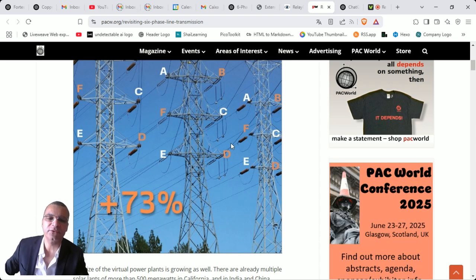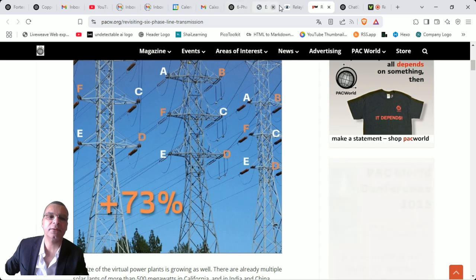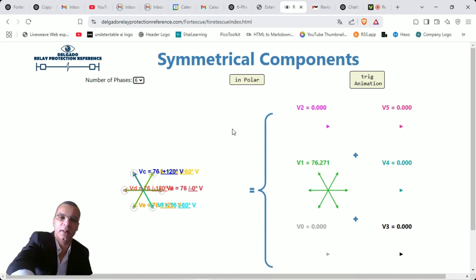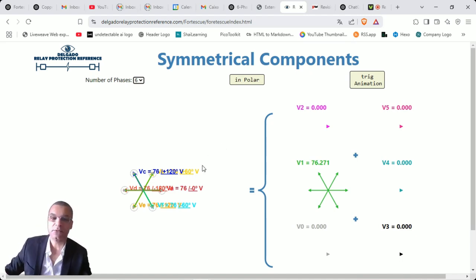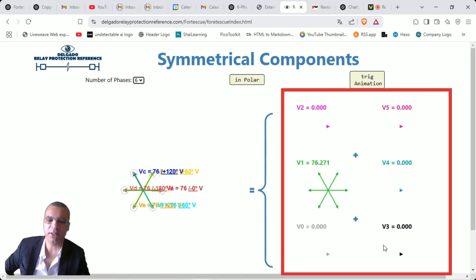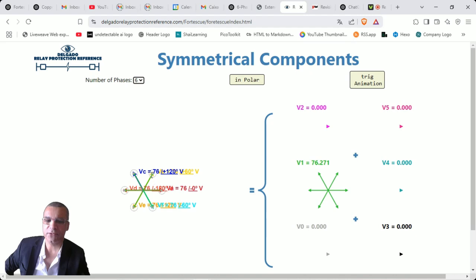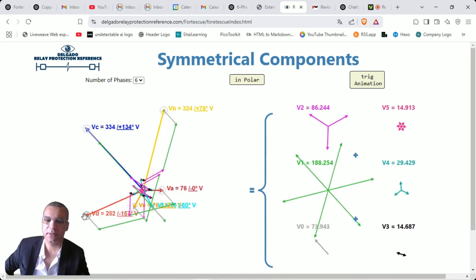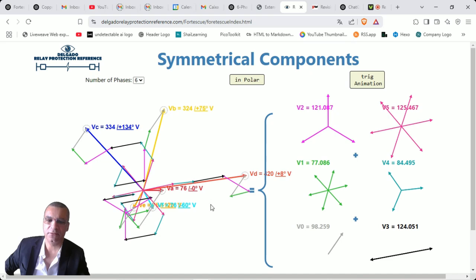So all this motivated me to develop this tool, which you are seeing here now. You can visualize how an unbalanced set of phases is decomposed. As you can see here on the left, you've got your balanced six phases with the corresponding sequences on the right. Like for the three-phase, you can drag any vectors or phases and see how it's reflected on the right-hand side with each of these sequences.